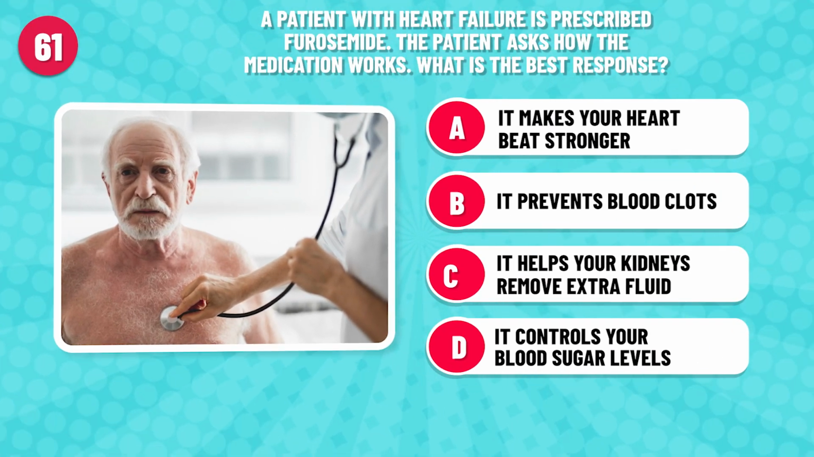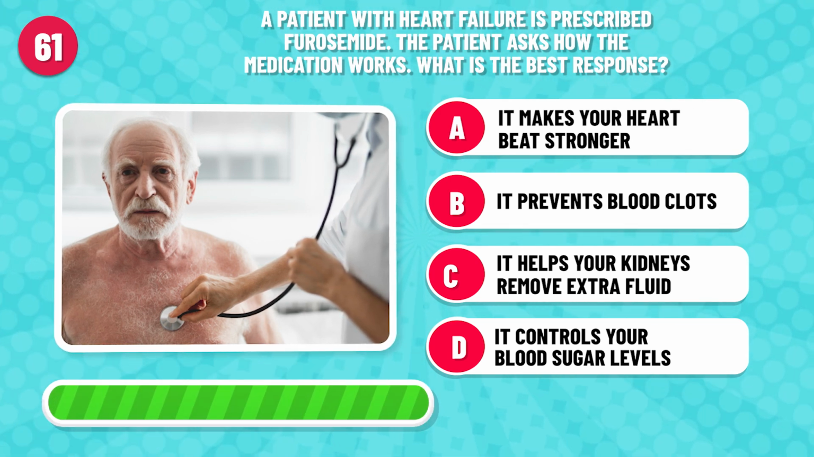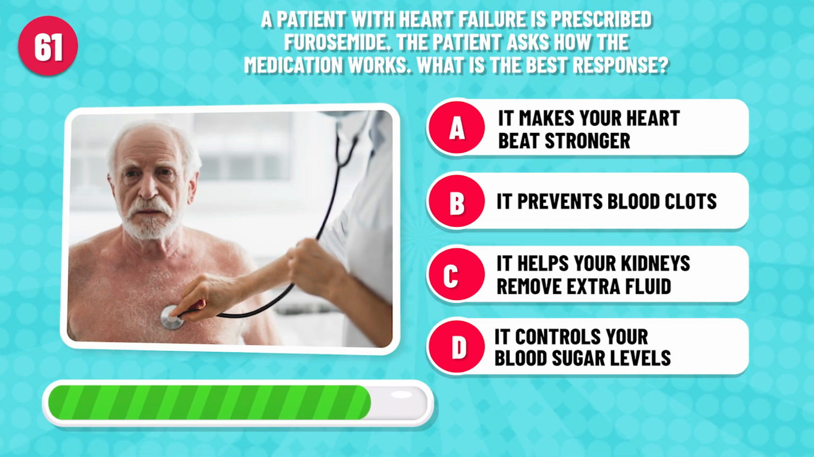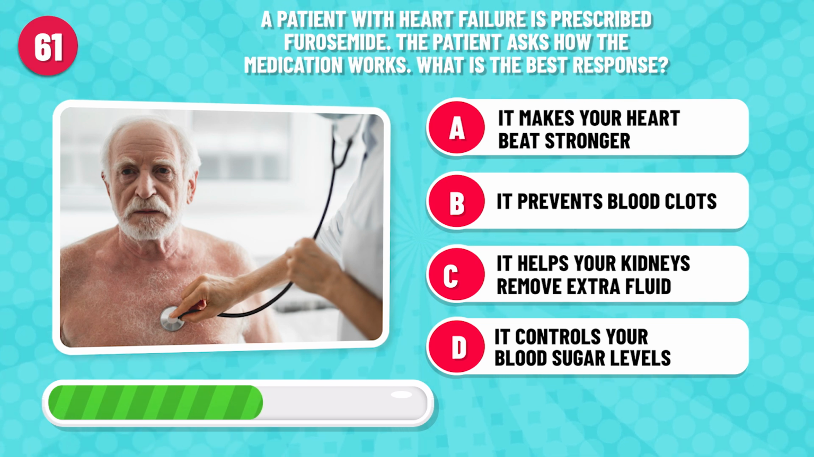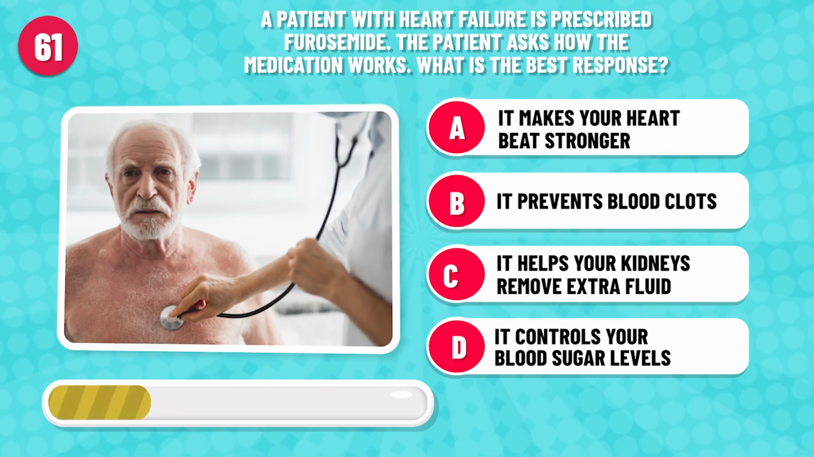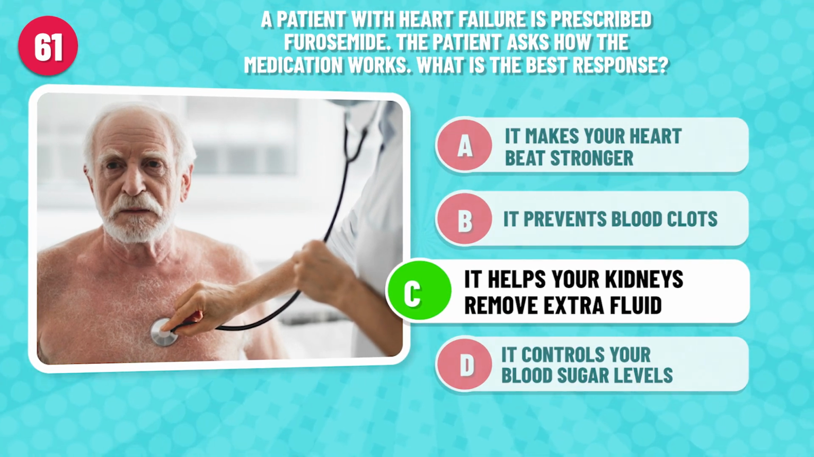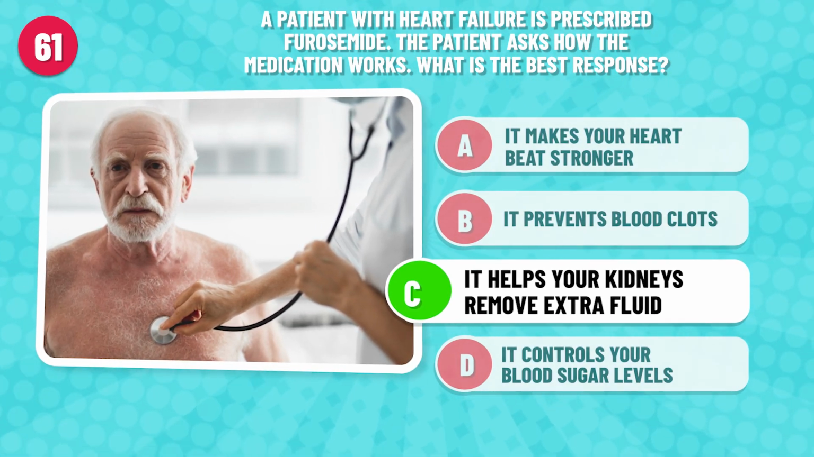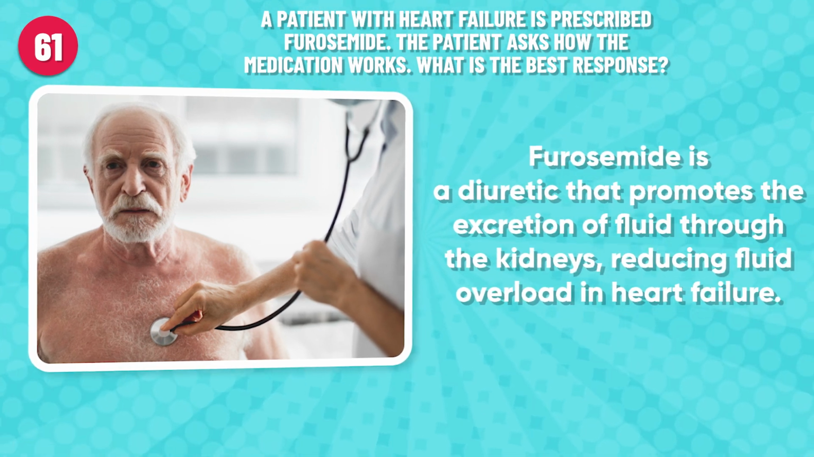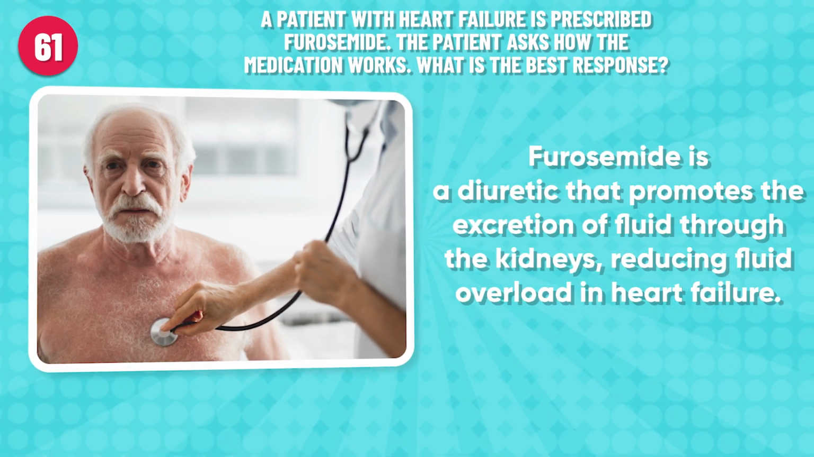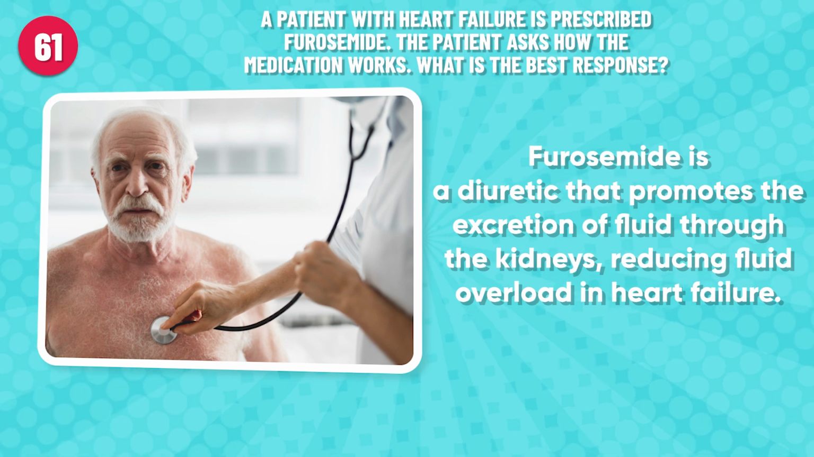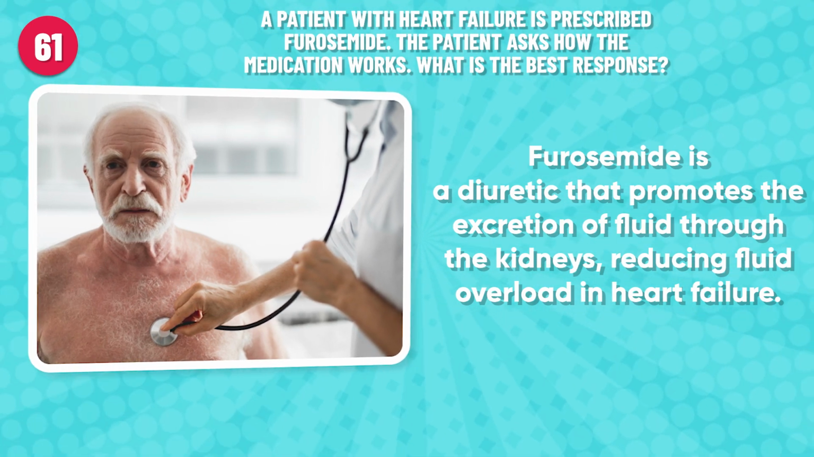A patient with heart failure is prescribed furosemide. The patient asks how the medication works. What is the best response? It's C. It helps your kidneys remove extra fluid. Furosemide is a diuretic that promotes the excretion of fluid through the kidneys, reducing fluid overload in heart failure.